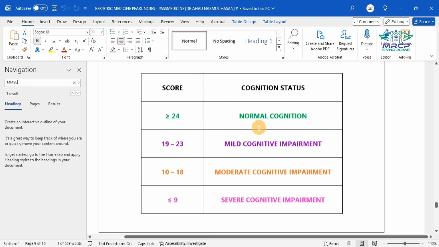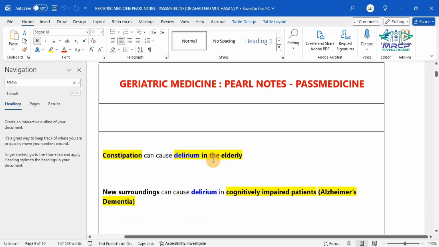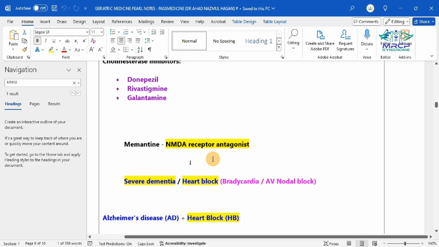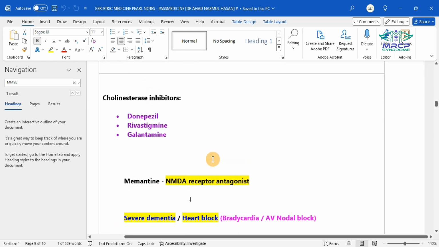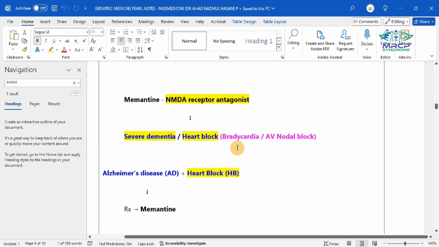So how to treat a case of mild Alzheimer's dementia? Choice of treatment in case of mild to moderate is donepezil, rivastigmine, or galantamine, which are cholinesterase inhibitors. So for mild Alzheimer's disease, we'll go for a cholinesterase inhibitor. We can go for either donepezil, rivastigmine or galantamine. And in case of severe Alzheimer's disease, what should be the choice of treatment? Memantine. Yes, we'll go for memantine.